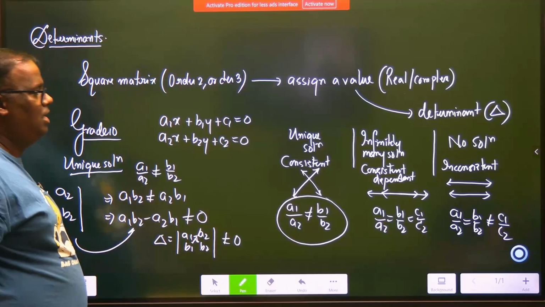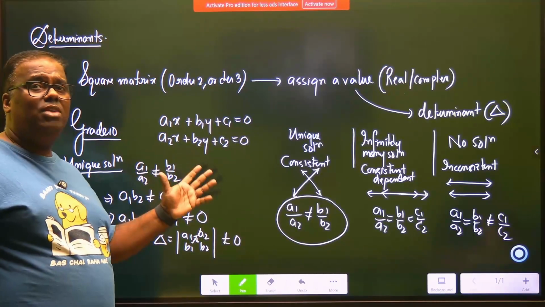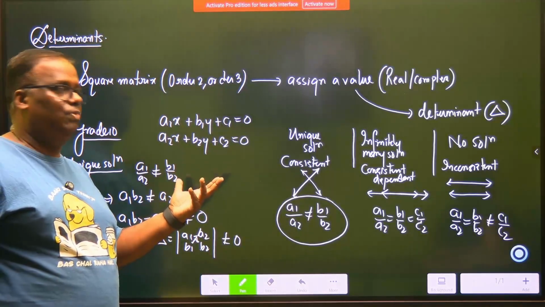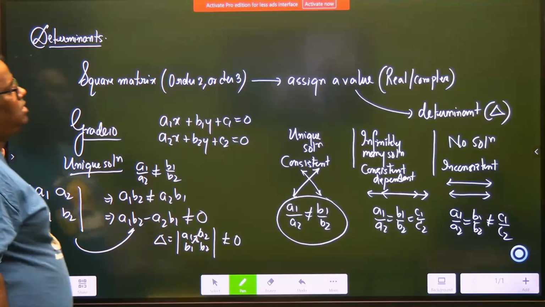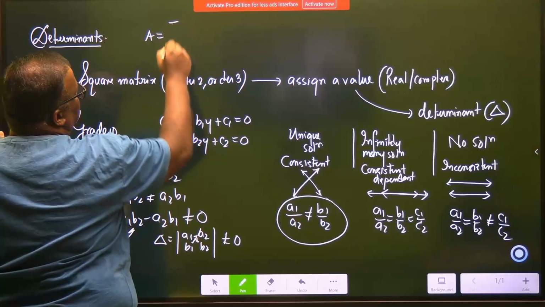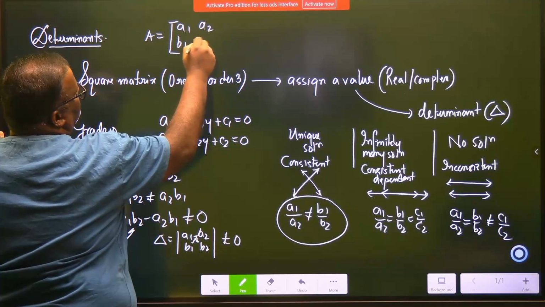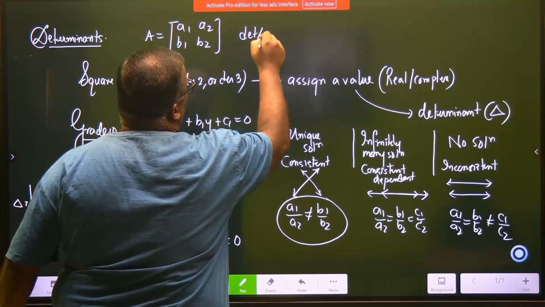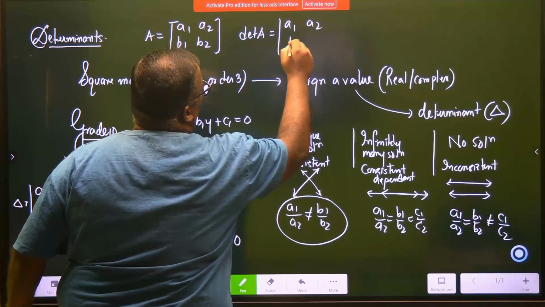No, not that. We have not gone into determinants at all. This is where, what is the definition of a determinant? In order to make you understand a determinant, say for example, beta, I have a square matrix A1, A2, B1, B2. Then I can calculate the determinant of A, which is given by A1, A2, B1, B2.